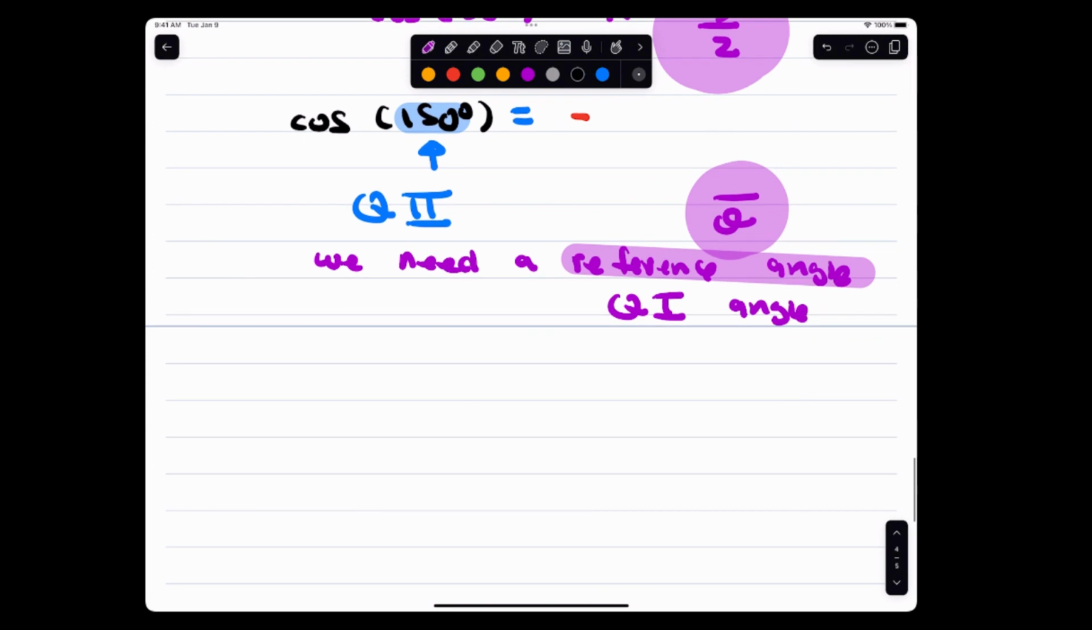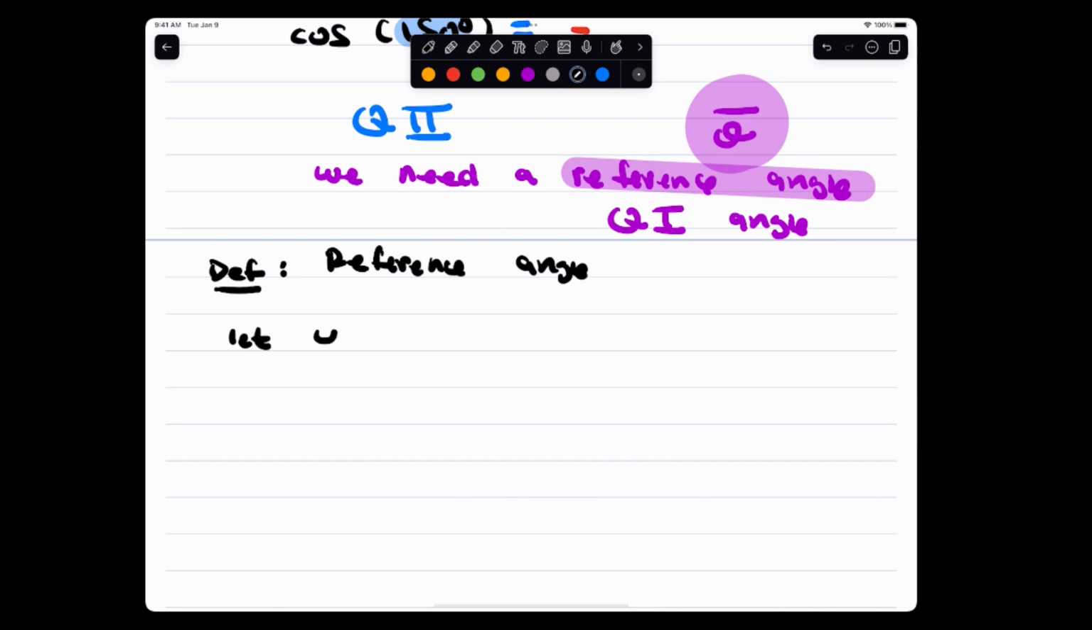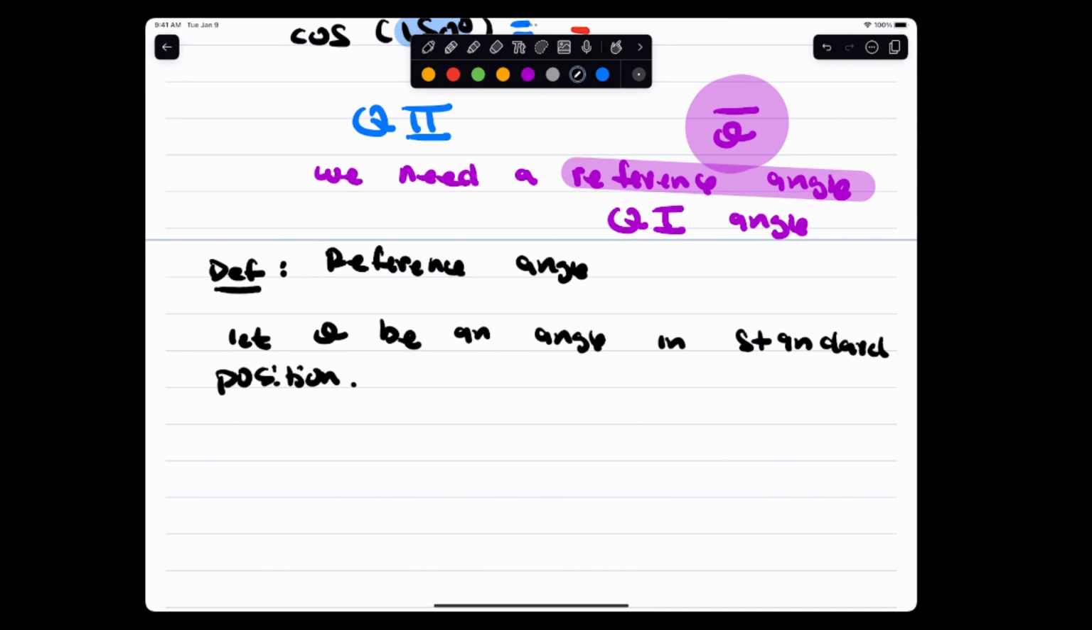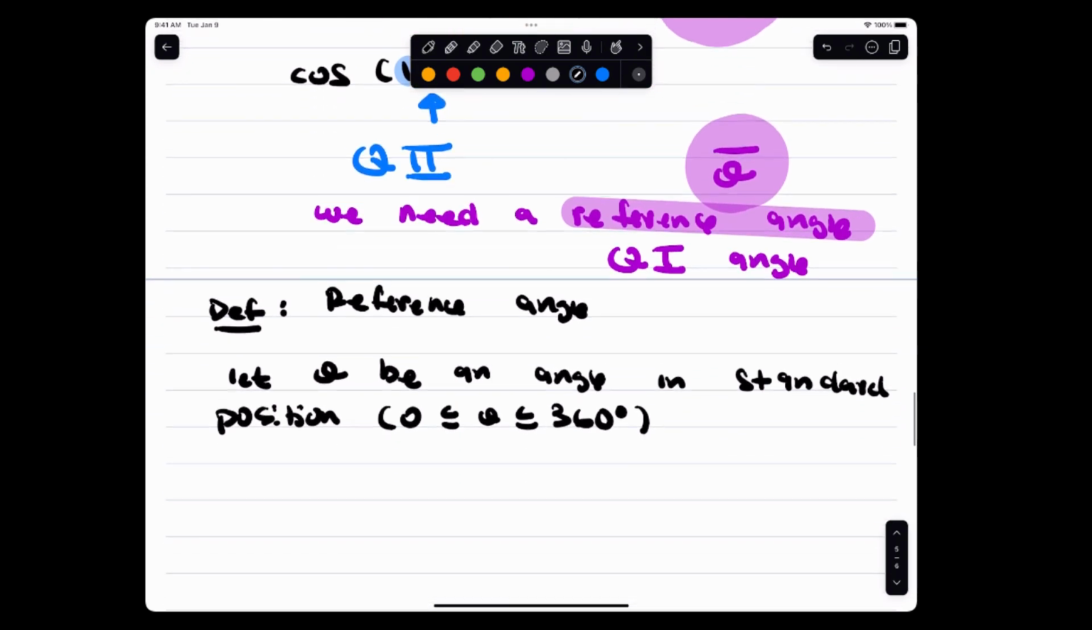So let me give you the definition of a reference angle. And when you have that definition, you could use this system. Okay? Definition, ladies and gentlemen. A reference angle, and to give you what your book gives you. Your book says this: let theta be an angle in standard position. That's really what you're looking at, an angle between 0 and 360. And this is the 150 angle in the example.